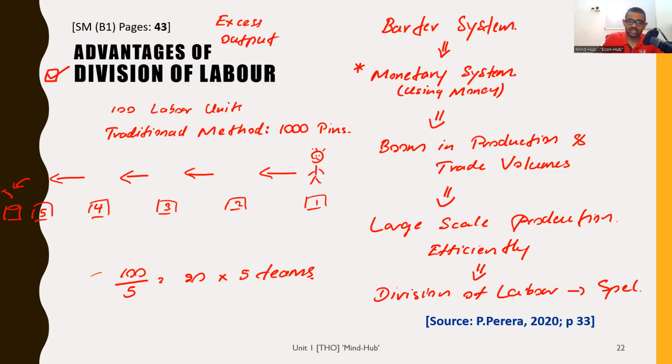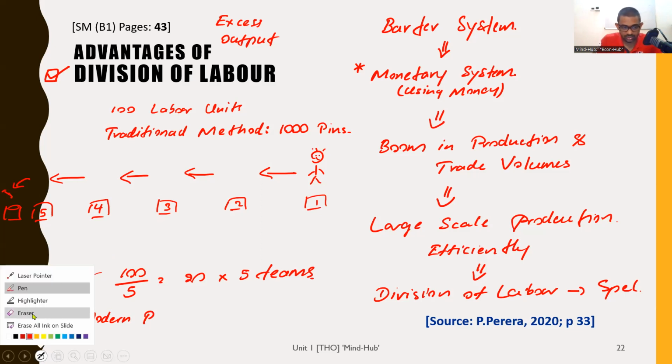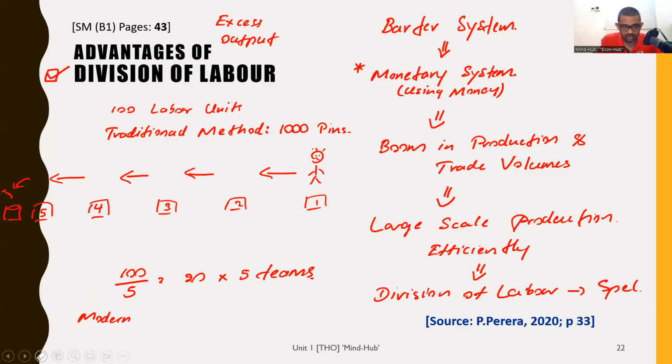So the gist, the bottom line is this. Once division of labor was practiced, with modern production, the modern method, that is basically division of labor, and through that specialization, the general understanding is the same 100 people are now able to produce 10,000 pins.